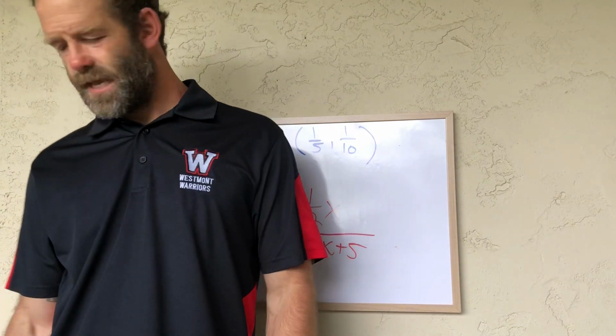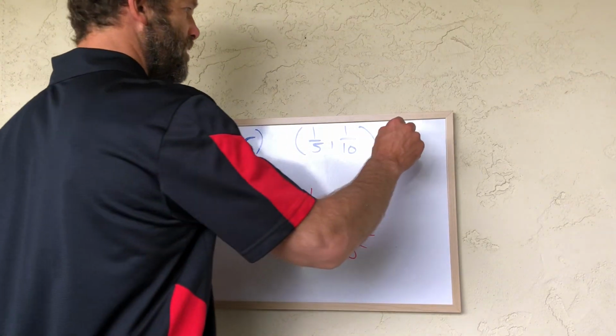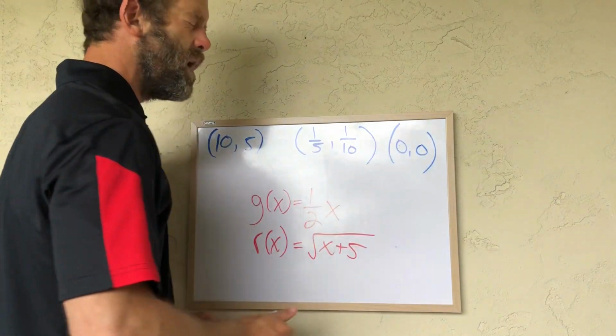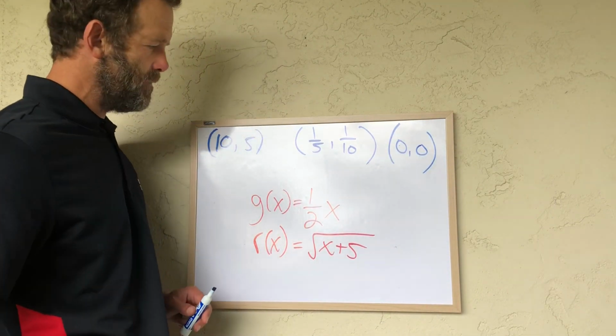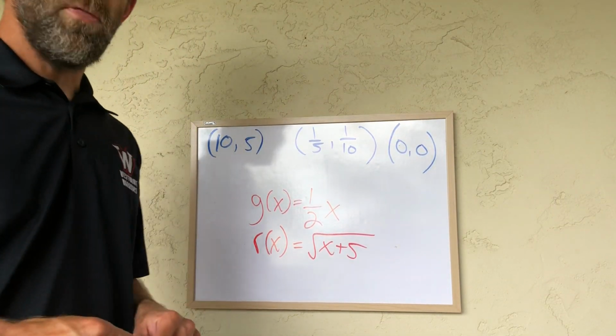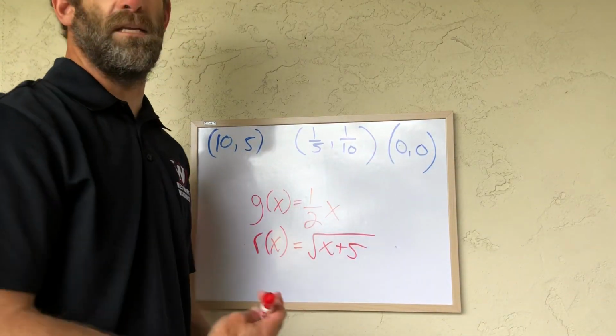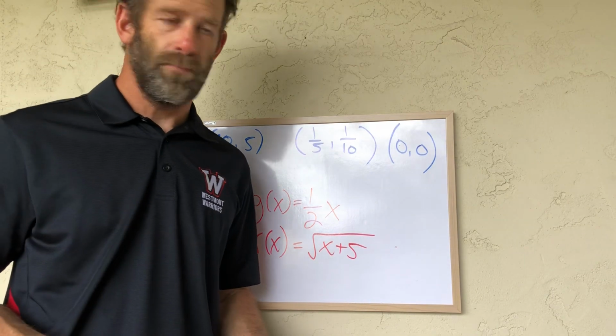Okay, next thing is g of 0. If I plug a 0 into my x value, I get a 0 in my y value. So you should understand that this means this goes through the origin, because (0, 0) is the origin on any graph.